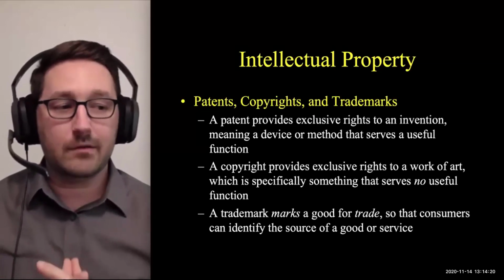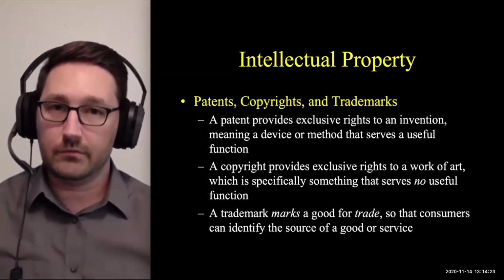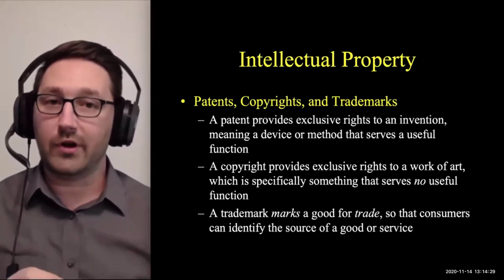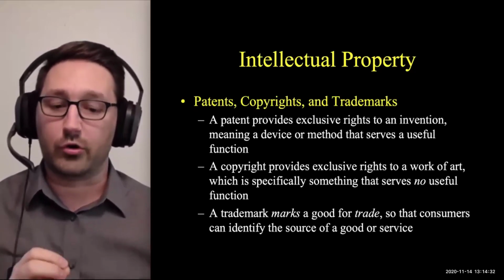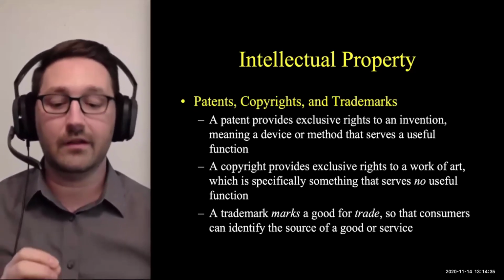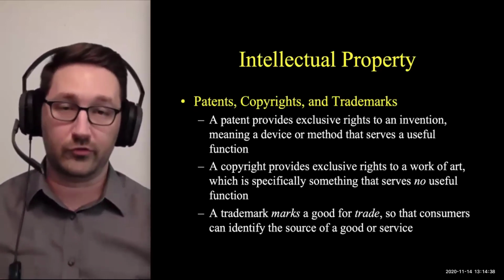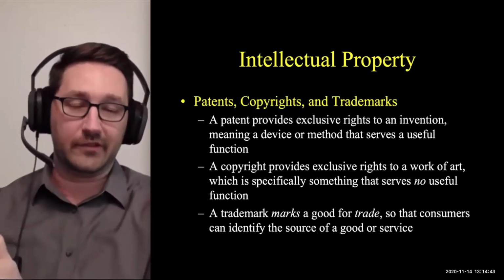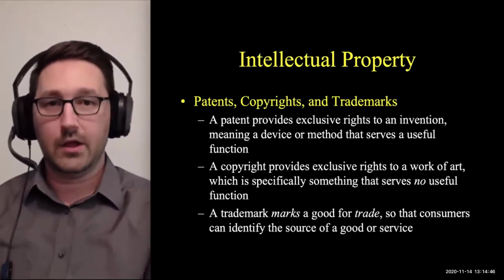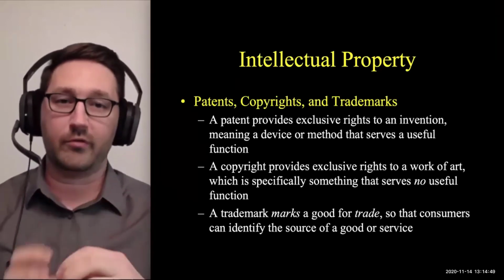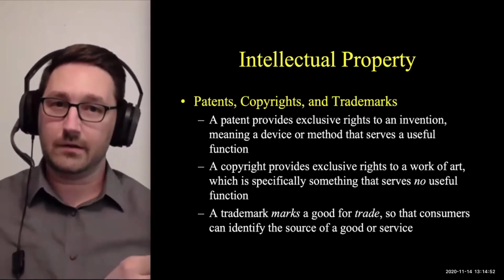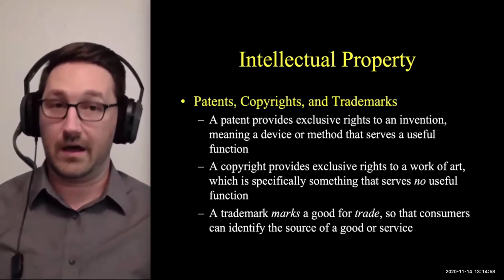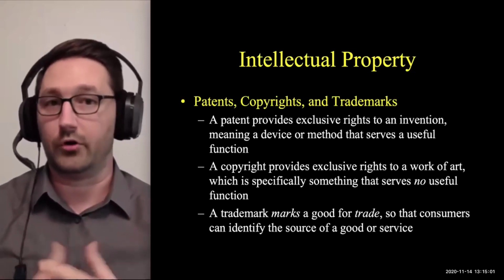So as we can see here, a patent provides exclusive rights to an invention, which means it is a device or method that serves a useful function. A copyright, in contrast, provides exclusive rights to a work of art, which is specifically and importantly something that serves no useful function. So in fact, things that have a useful function are carved out of copyright protection. So you can't actually protect something that has a utilitarian function with a copyright. So patents and copyrights are like two sides of the same coin. They both provide exclusive rights to a different kind of thing. Patents for useful articles, copyright for things that have no intrinsic utilitarian value. So they're just about art.